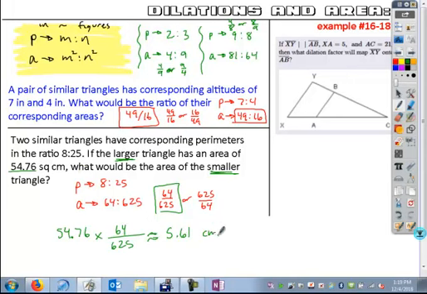The units are centimeters. We are finding an area, so it's square centimeters, and that would be our answer.